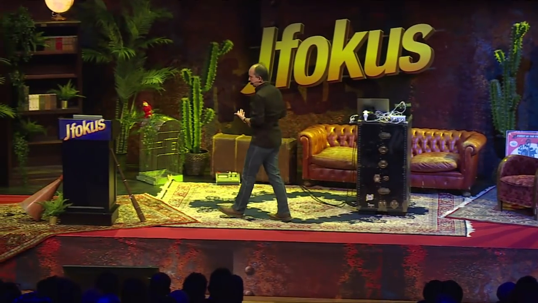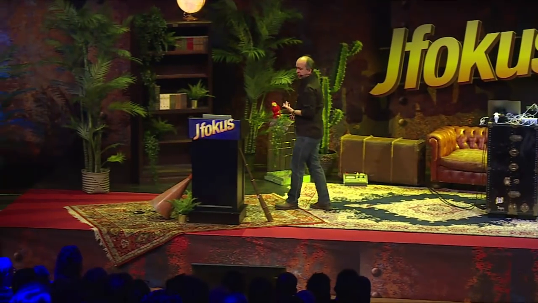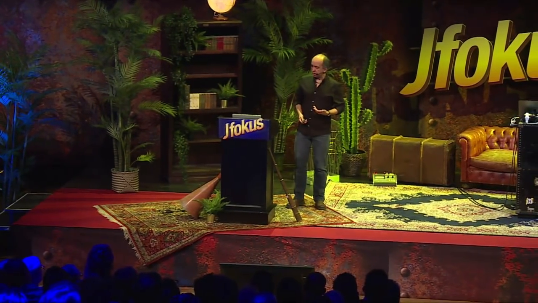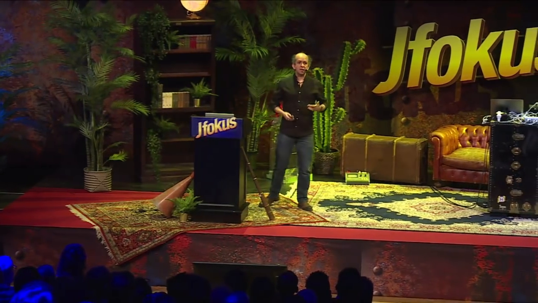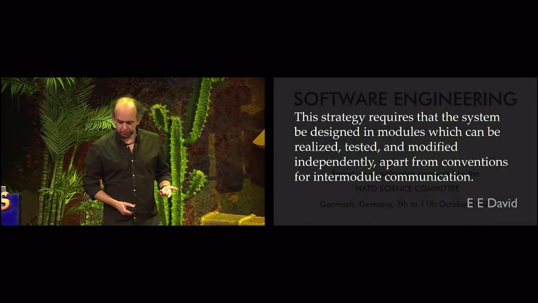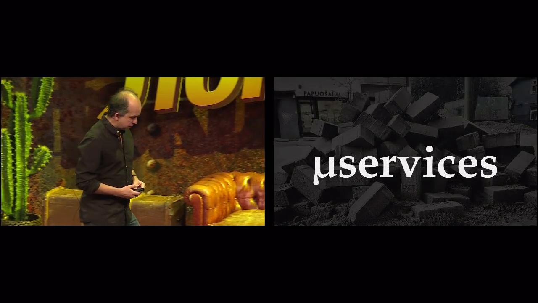So back to 1968. Define a subset of the system which is small enough to bring to an operational state, then build on that subsystem. E. David also goes on to say how long this should take, which is a few months, with a team of maybe no more than 4 or 6. This strategy requires the system be designed in modules which can be realized, tested, and modified independently, apart from the conventions for intermodule communication. So yeah, there we go, microservices.